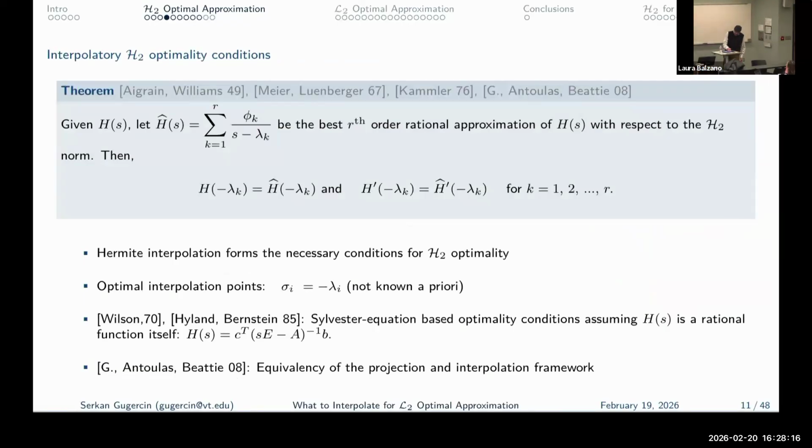The question was what happens if I'm going from an infinite dimensional model to a reduced model? Indeed, these conditions do not assume H being a finite dimensional rational function.